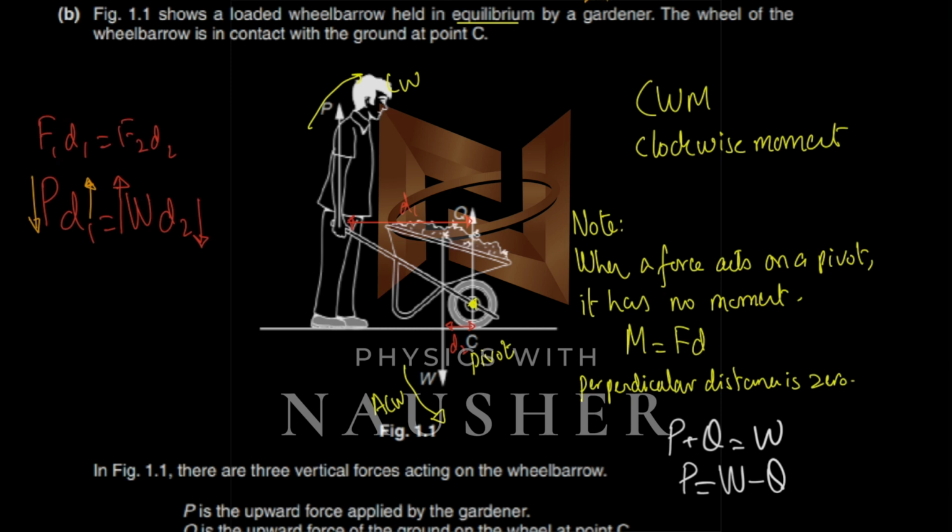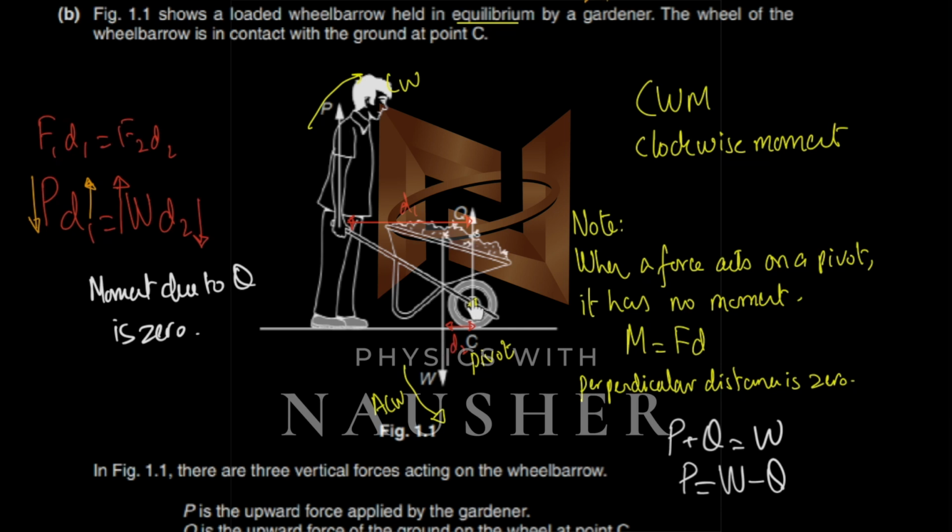And secondly, if you think of it in terms of moments, please try to understand that this point is your pivot. And remember this fact, that when a force acts on a pivot, it has no moment, because moment is force and distance. Even if you have a lot of force, which is Q, but it's acting at the pivot, the perpendicular distance will be zero. The moment due to Q will be zero. So if this is your pivot, the first thing that you should write is that the moment due to Q is zero. So you're only left with two other forces, one is P and the other is W.